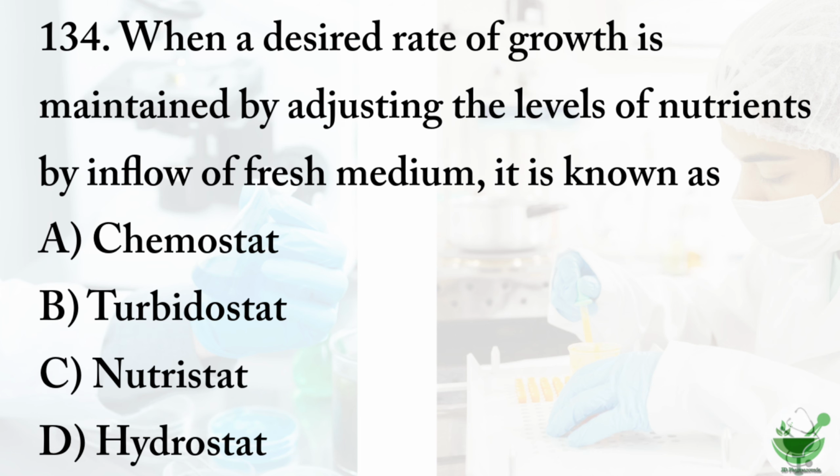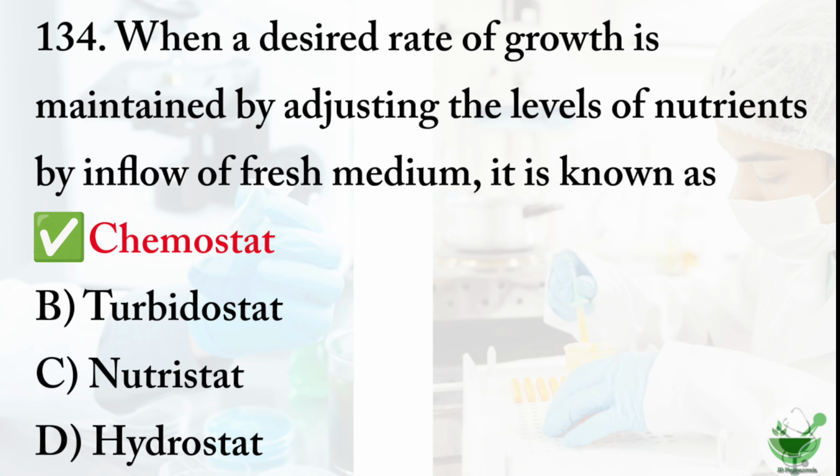Then question number 134. When a desired rate of growth is maintained by adjusting the levels of nutrients by inflow of fresh medium, it is known as option A, chemostat, option B, turbidostat, option C, nutristat, and option D, hydrostat. So the correct option is option A, chemostat.